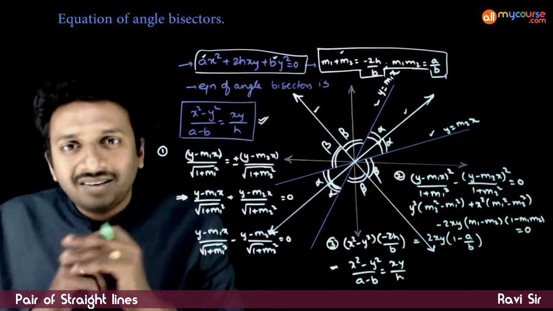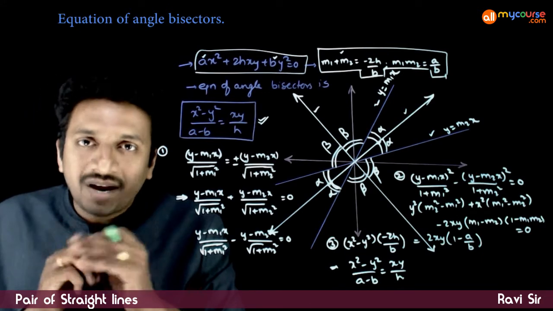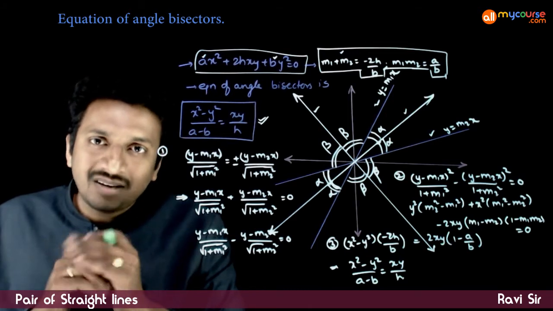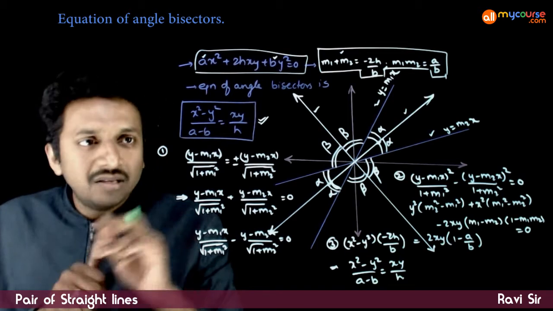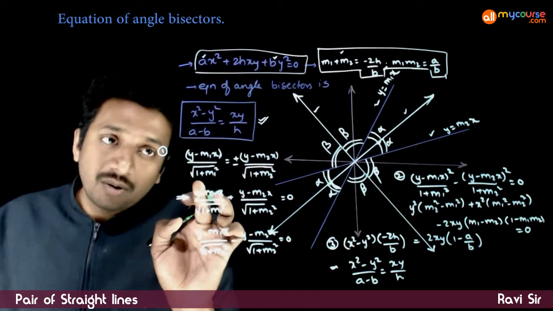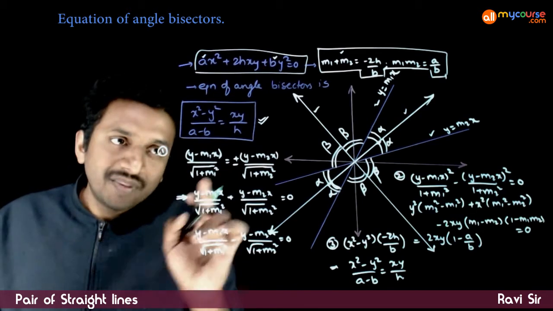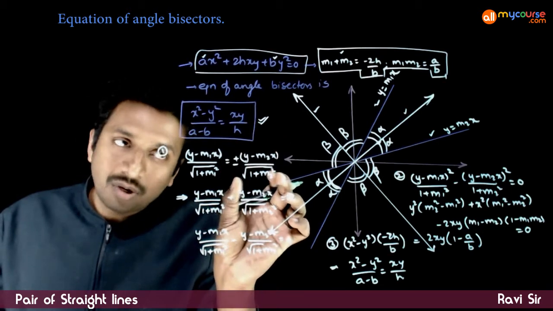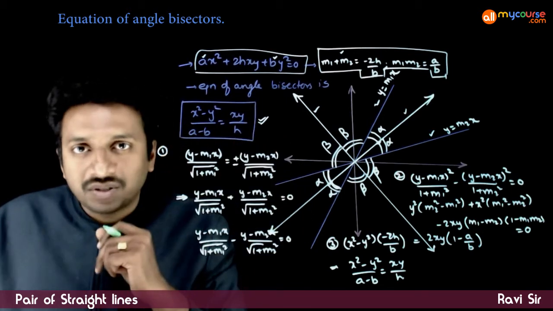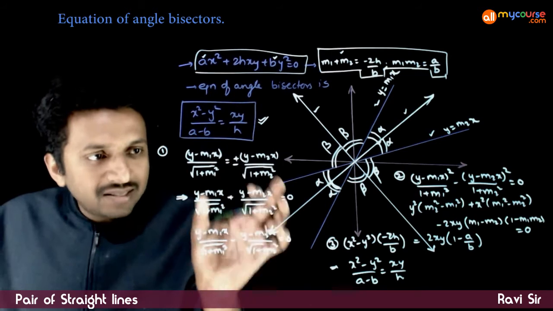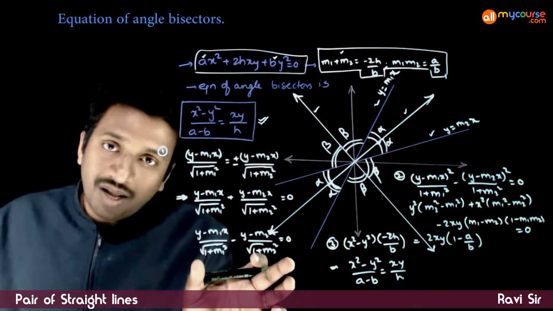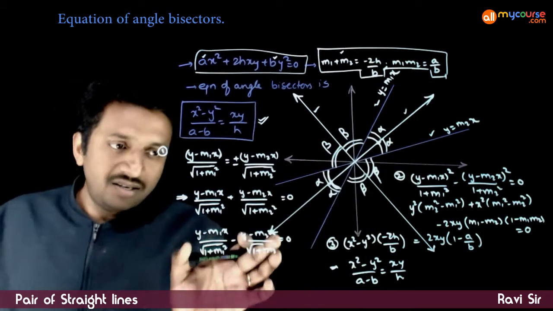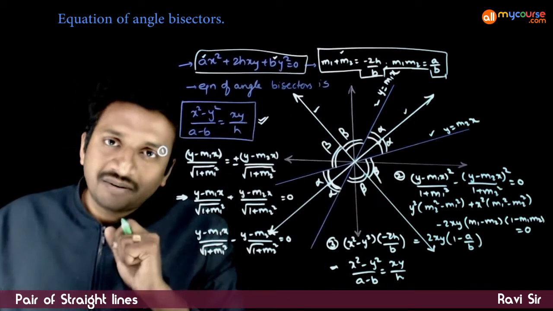We have already discussed how to find the angle bisectors in the topic of straight lines. So y minus m1x by root of 1 plus m1 square is equal to plus or minus of the second line by root of x coefficient square plus y coefficient square. So if you take plus, you get one equation. If you take minus, you get the other equation. So this is one angle bisector, this is the other angle bisector.